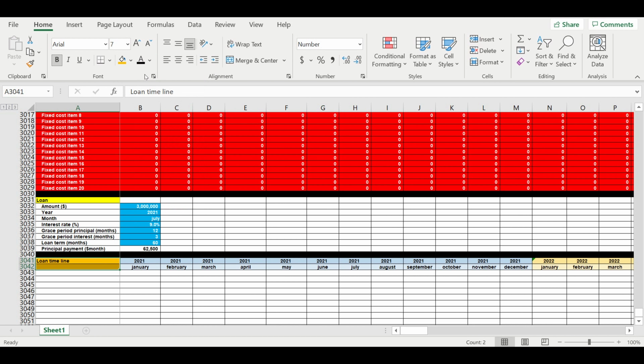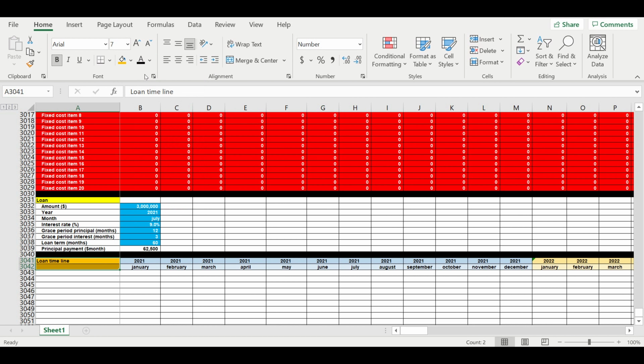Now we will see the countdown of the loan term. Now we will extract the formula. Here we see when our loan ends.